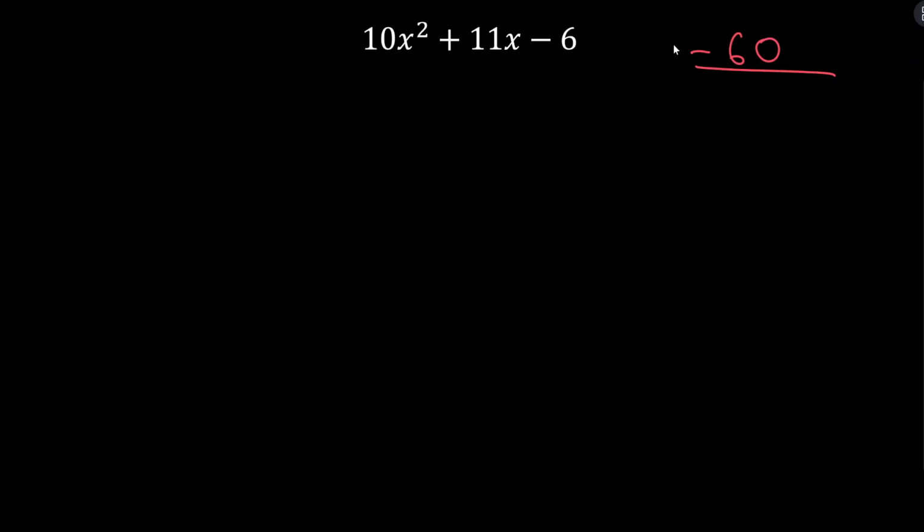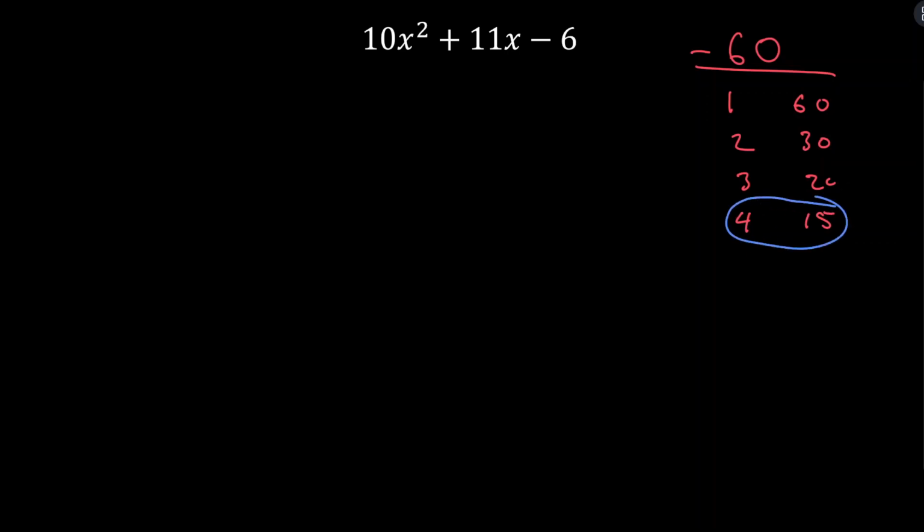Okay, 60 and 1 definitely not going to work. Hopefully you can see why, whether it's minus 1 plus 60 or plus 1 minus 60. 2 and 30 aren't going to work. We kind of want numbers that are close together. In fact, I think we want them to be a distance of 11 from each other.